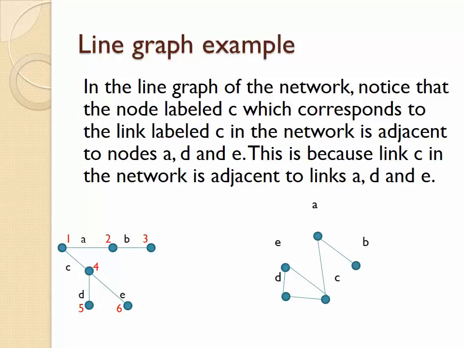Notice we don't get the same graph because our line graph has a triangle. Our original graph did not. And in fact, in our line graph, the number of nodes corresponds to the number of links in the original graph. So one last observation, let's look at link C in the original graph. Link C is adjacent to links A, D, and E. So in the line graph, node C is adjacent to A, D, and E.